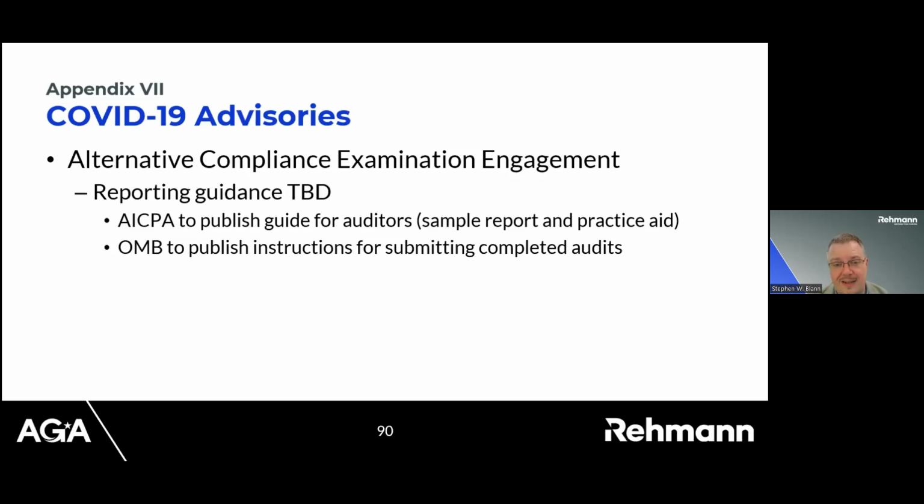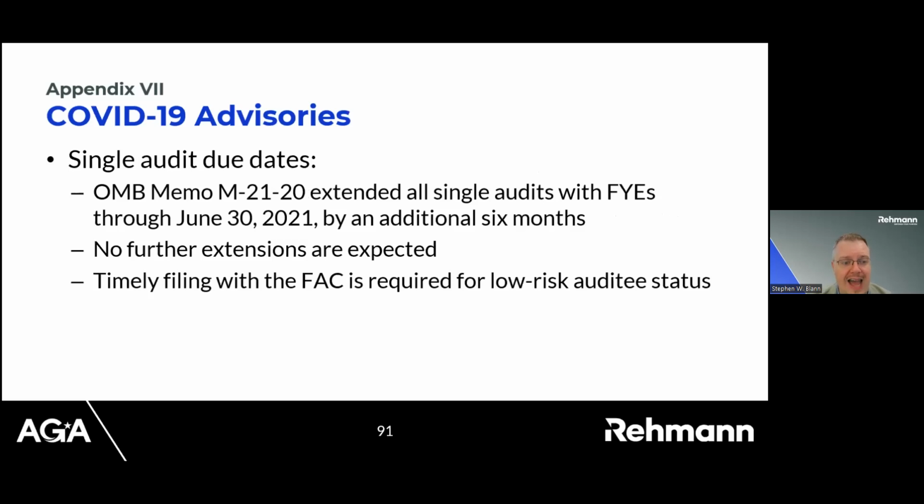Speaking of due dates, bad news on that front. The last OMB extensions expired with our June 30, 2021 fiscal year ends. No further extensions have been granted, and no further extensions are expected at this point. And filing on time is necessary to maintain low-risk auditee status with the data collection form and the Federal Audit Clearinghouse. So timely filing is still important. And remember that filing, we're going to be back to the regular cadence now.